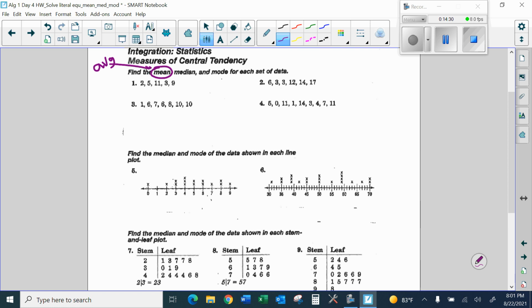So we'd add 2 plus 5 plus 11 plus 3 plus 9, get that total answer. That's 7, 18, 21, 30. Divided by how many numbers are there? 1, 2, 3, 4, 5. So that is 6. That's your mean.